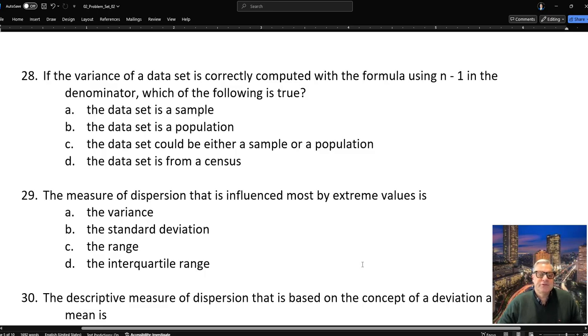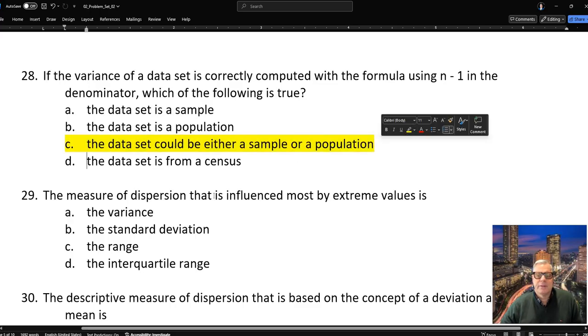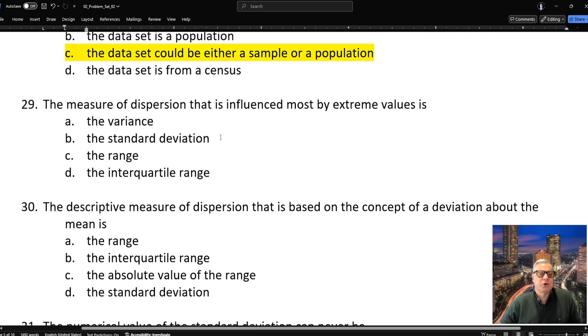If the variance of a dataset is correctly computed with the formula using n-1 in the denominator, which of the following is true? The dataset is a sample, yeah. The dataset is a population. The dataset could be either a sample or a population, because typically that's what we do. I can apply the formula to whatever I want to, I guess. So that's maybe not the best question. Let's move on to 29.